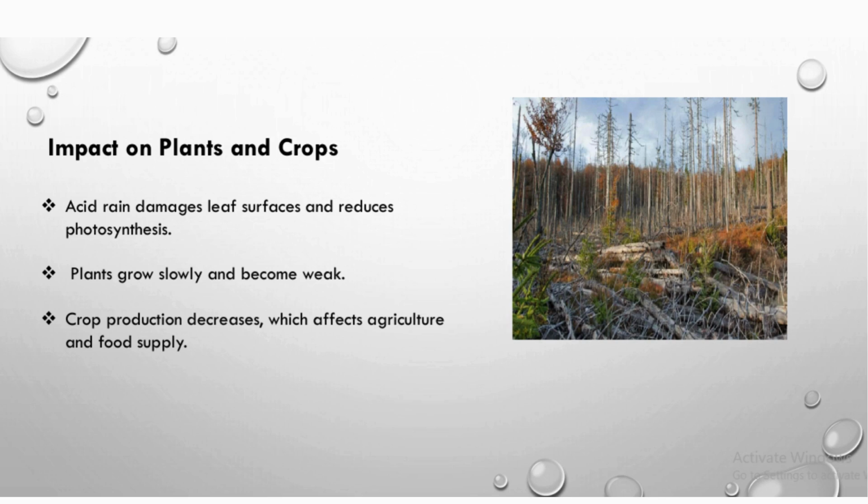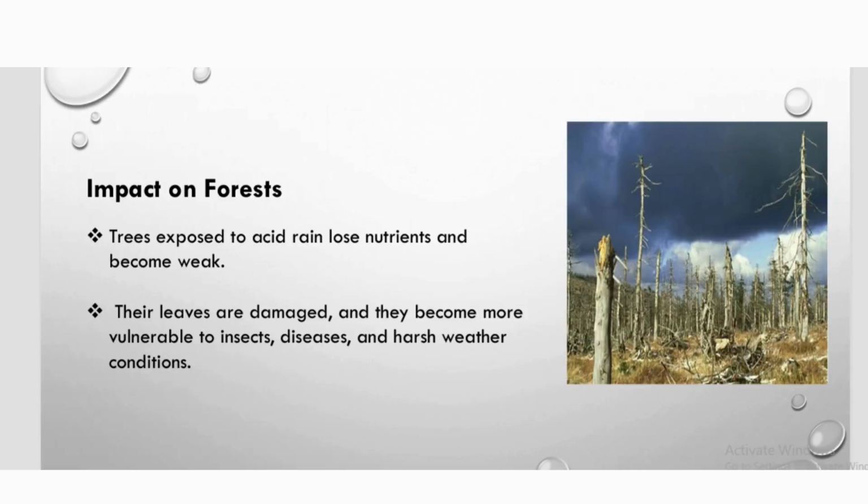So now there is the impact on plants and their growth. Acid rain damages the leaf surface and reduces the photosynthesis process. Plants grow slower and become weaker, so crop production decreases, which affects agriculture and the food supply. There is the impact on forests, where trees exposed to acid rain lose nutrients and become weak. Their leaves are damaged and they become more vulnerable to insects, disease, and harsh weather conditions.